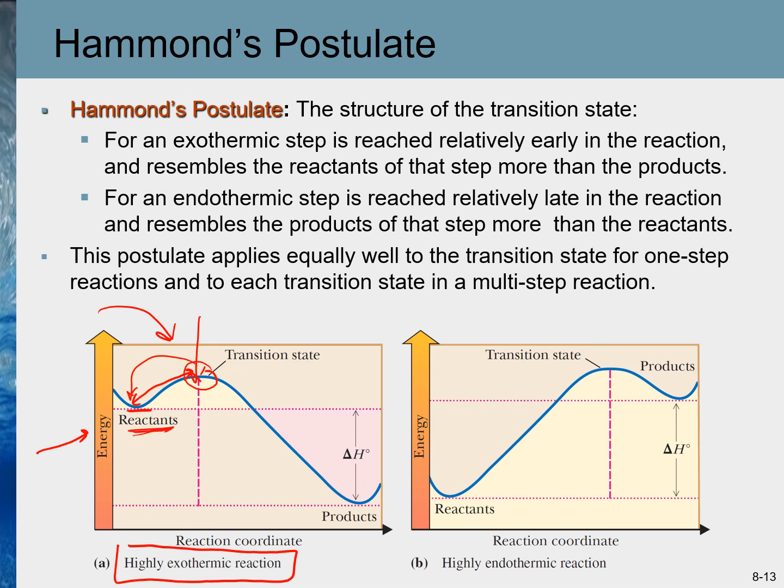Conversely, the structure of the transition state for an endothermic reaction is reached relatively late. As we can see in this endothermic reaction, the transition state is here and the reactants are quite far away, so the transition state is reached relatively late. However, in an endothermic reaction, the transition state is closer to the product. So in endothermic reactions, the transition state resembles the products rather than the reactants.